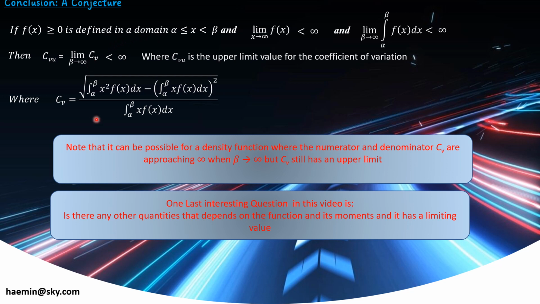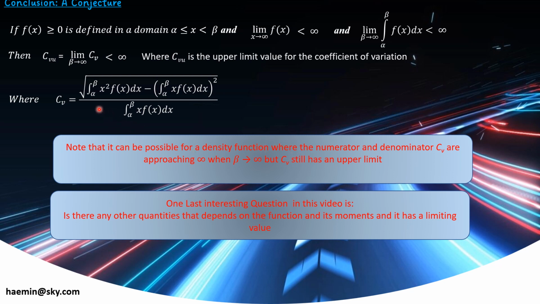So I presented this in more or less a mathematical way here, because this can also be extended to maths, not just statistics. So if I have a function which is defined in this domain, and the limit of this function when x approaches infinity is a definite value, and if the integration of this function when beta approaches infinity is also a definite value, then the upper limit of the coefficient of variation will be the limit of the coefficient of variation when beta approaches infinity, and it is a finite value.